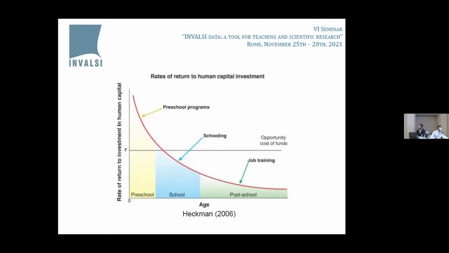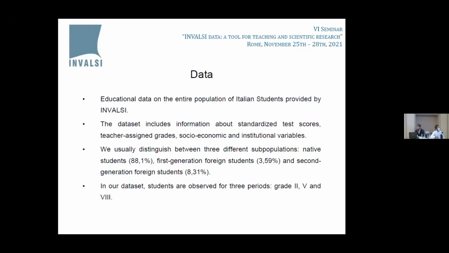We're going to study what happens in the second grade of primary school. So I'm going to study if there is some bias in this specific first observed period. And this is key because the earlier, the stronger the impact, right? And as I was saying, I'm going to use data on the entire population of Italian students by INVALSI.